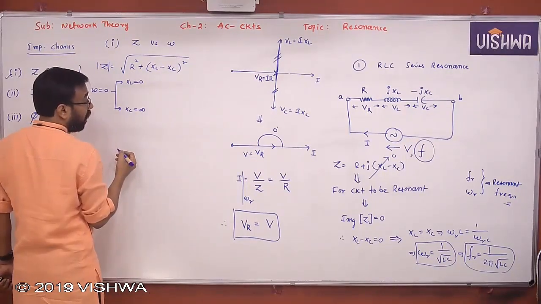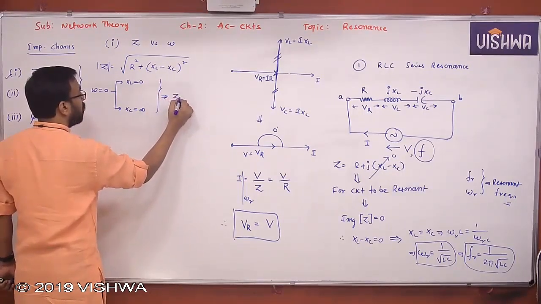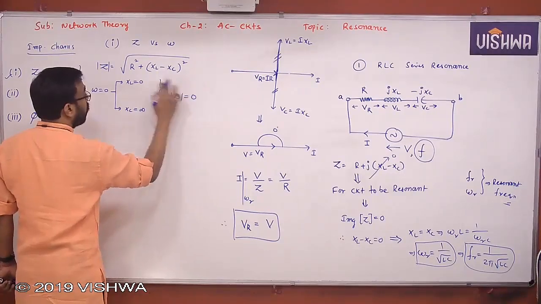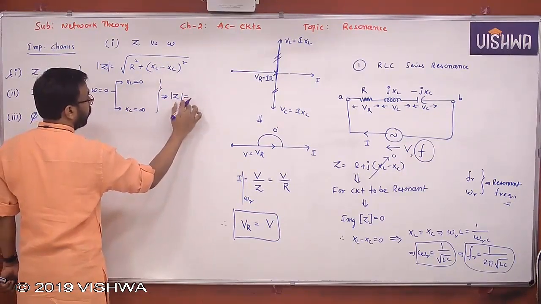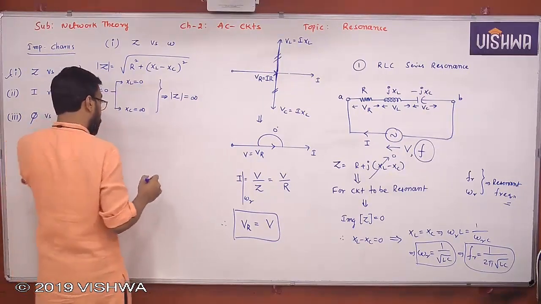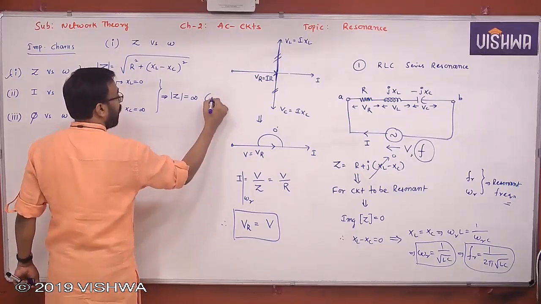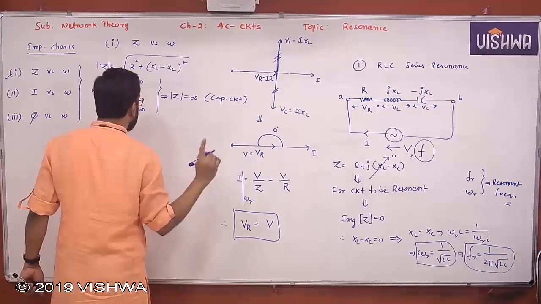It is behaving like capacitive. So then impedance becomes what? Impedance becomes 0. Sorry, infinity, right? So if you substitute infinity here, you also get infinity. Understand all of you? Okay. So what will happen here? It is behaving like a capacitive circuit.